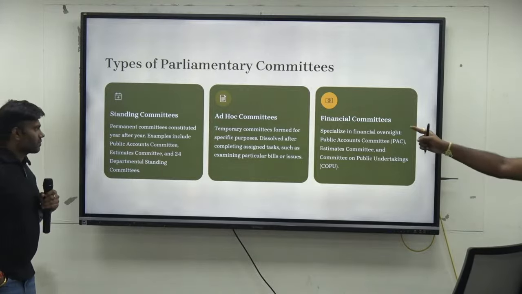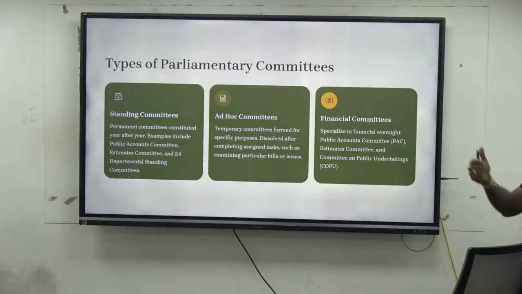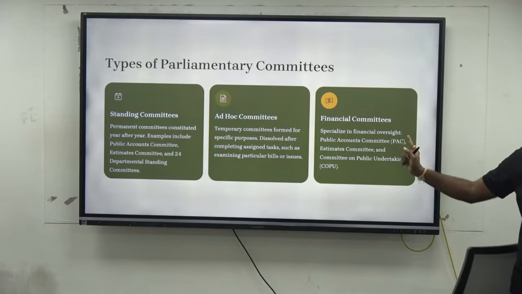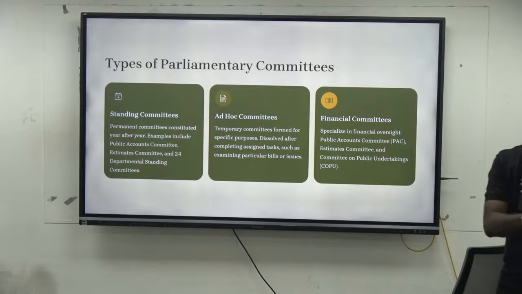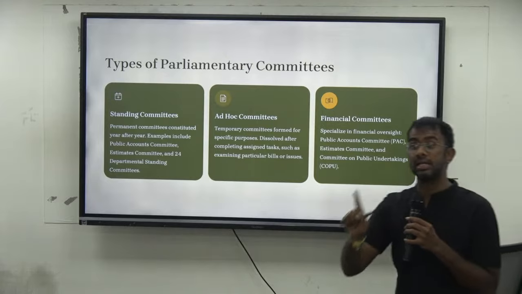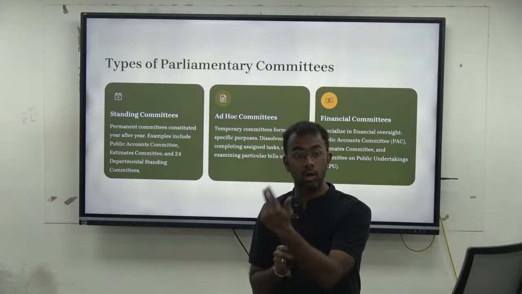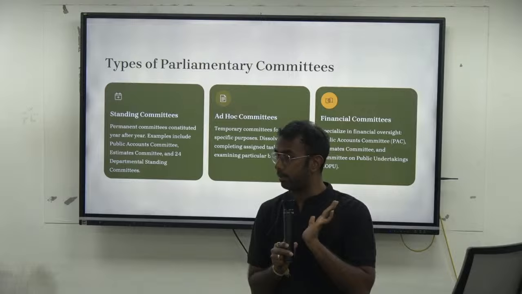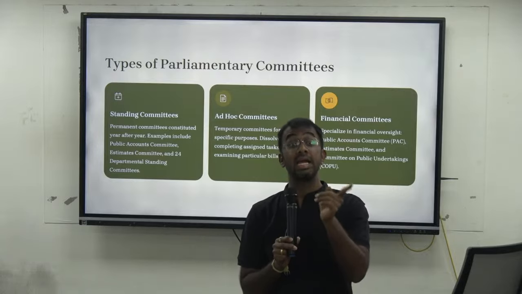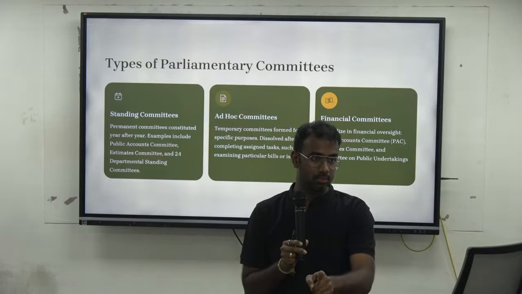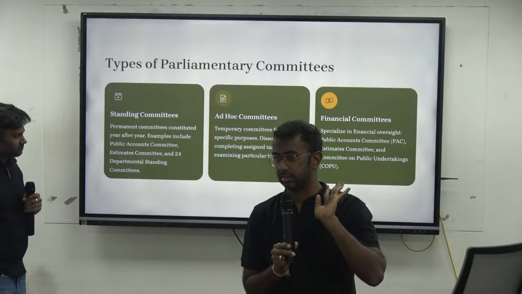Permanent committees are constituted year after year. For example, Public Accounts Committee, Estimates Committee, Departmental Standing Committees. I should know the complete 360 of this. What do you mean by complete 360? When was it introduced? Who are the members? Are the members selected or nominated? Is there any tenure for the members? Getting it? And can a minister become a member or not? Outside this, he can't ask anything else.